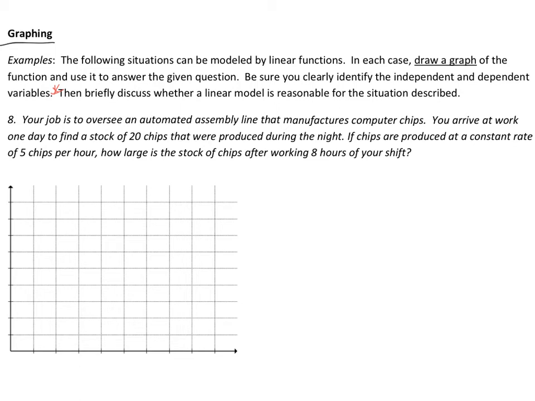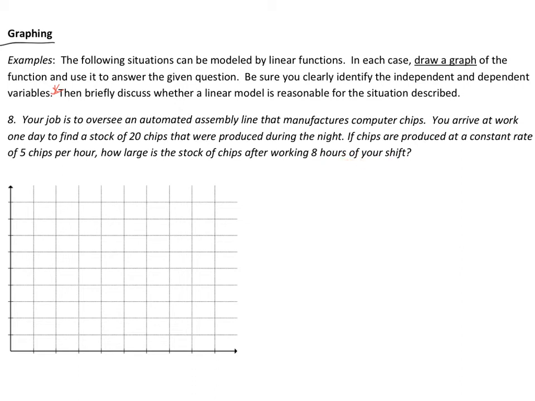All right, let's look at example 8. Your job is to oversee an automated assembly line that manufactures computer chips. You arrive at work one day to find a stock of 20 chips that were produced during the night. If chips are produced at a constant rate of 5 chips per hour, how large is the stock of chips after working 8 hours of your shift?